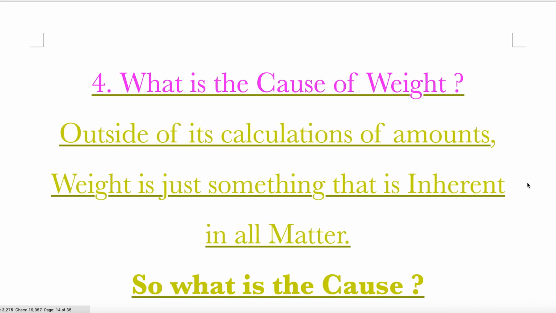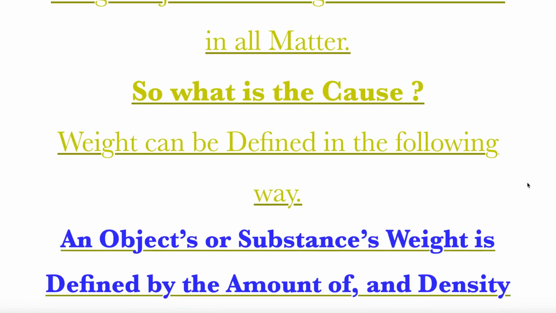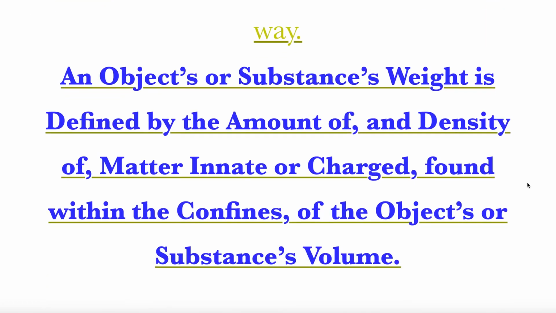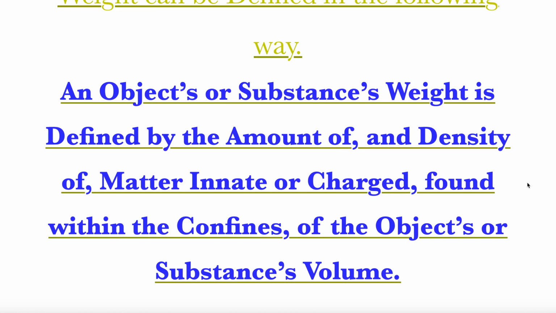4. What is the cause of weight? Outside of its calculations of amounts, weight is just something that is inherent in all matter. So what is the cause? Weight can be defined in the following way. An object's or substance's weight is defined by the amount of and density of matter, innate or charged, found within the confines of the object's or substance's volume. Okay, I don't think anyone can argue with that. That defines what weight is, if you want colloquially, not in a calculated version.